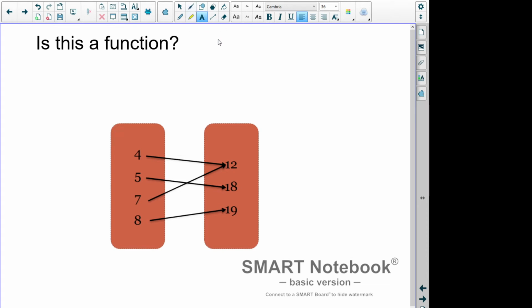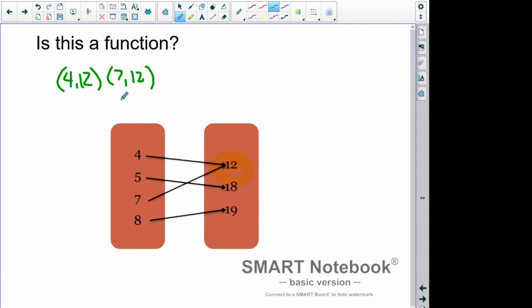So here's another one. Is this a function? Again, we're going to look at these sets of points. If we were to write this out as a set of points, we'd have the points (4, 12), (5, 18), (7, 12), and (8, 19). We're trying to determine if that's a function or not. The thing that confuses a lot of people is that we have 12 being used twice. That says I have the point (4, 12) as one of my points, and the point (7, 12) as another.